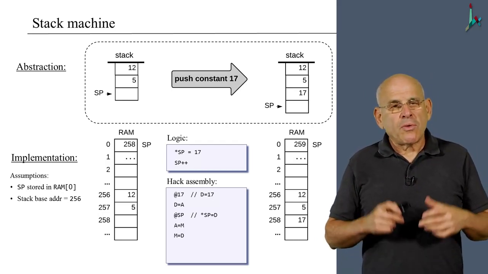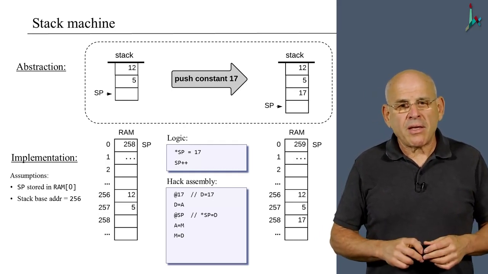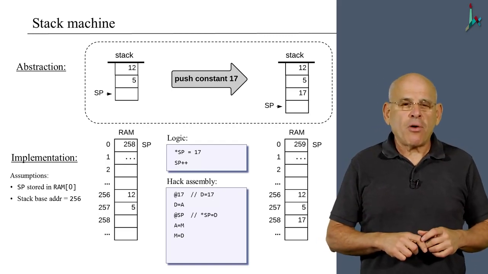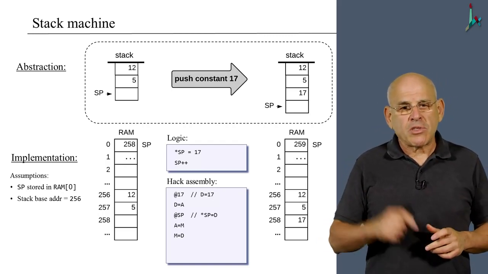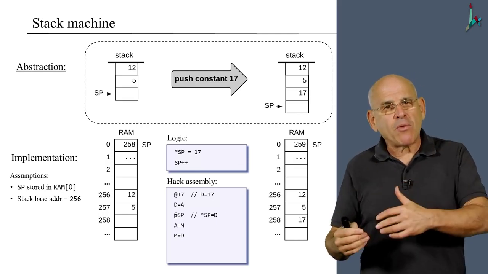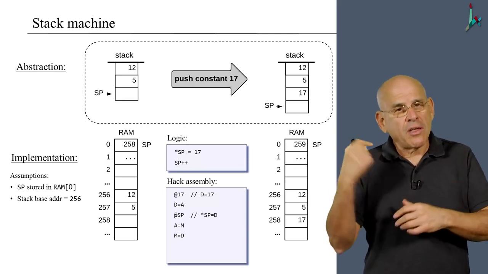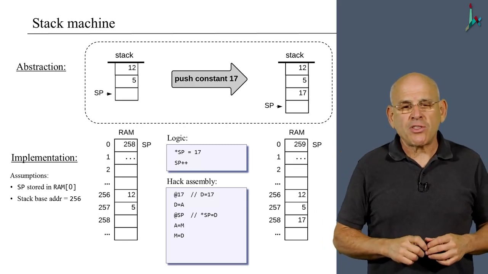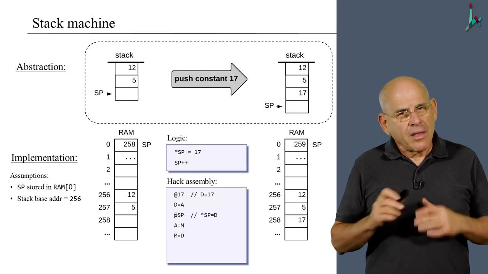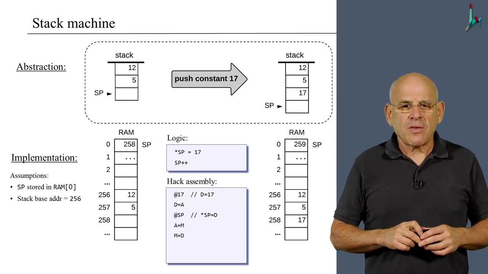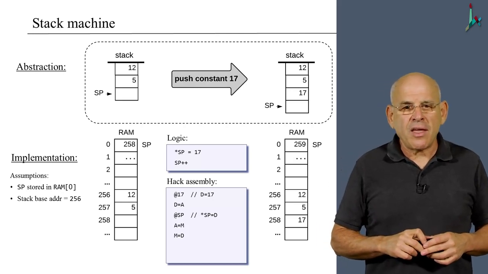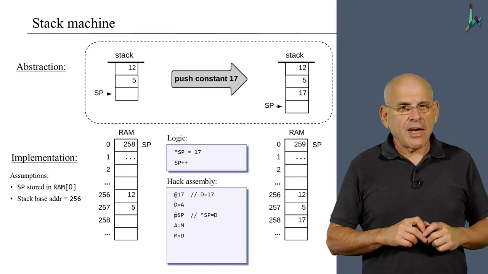Next, we want to do *SP = 17, and we do it as I showed you in the pointer manipulation demonstration. We do @SP, A=M, M=D. If you don't understand this logic, go back to the pointer manipulation crash course a few slides back and check it again. So this will accomplish the assignment of the value of D into the topmost stack location.